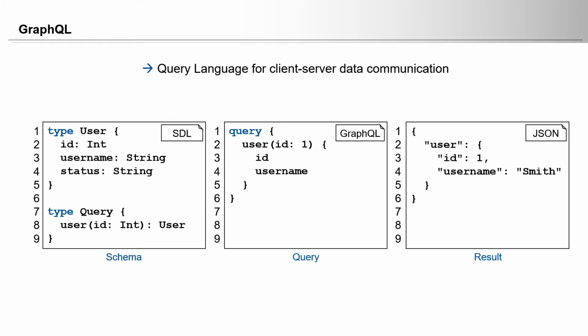GraphQL is a query language for client-server data communication. The client sends a query that describes the shape of the desired data. The server then responds with data that structurally matches the query. On the server side, the schema defines which queries are possible using GraphQL's schema definition language.